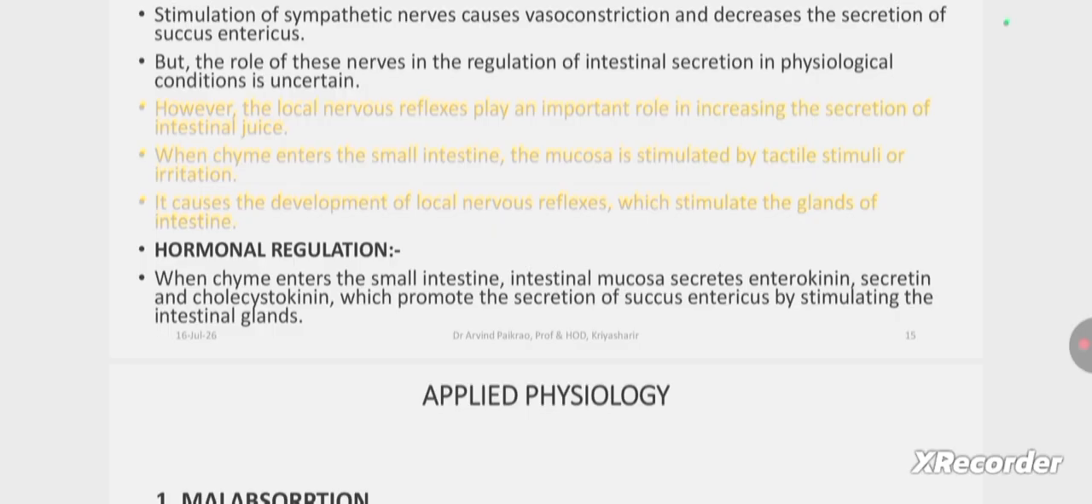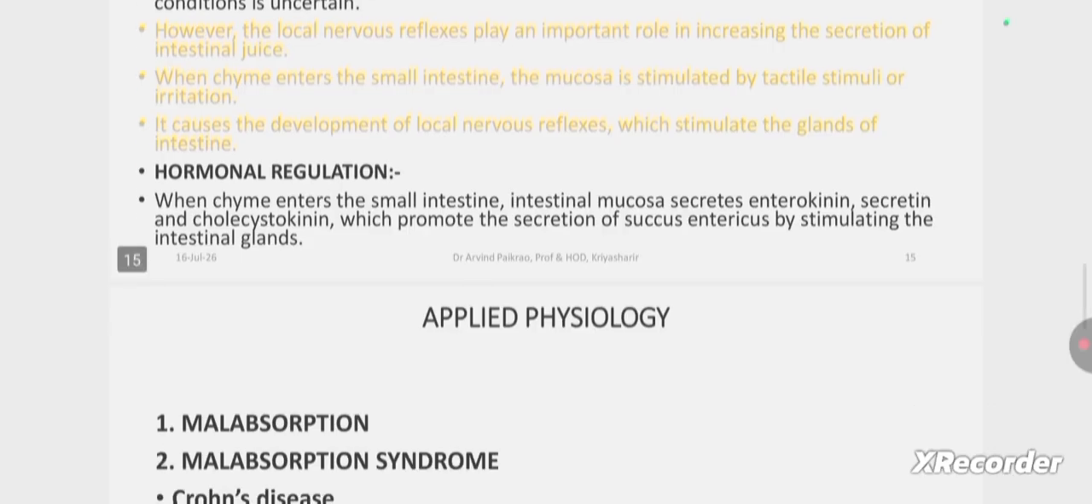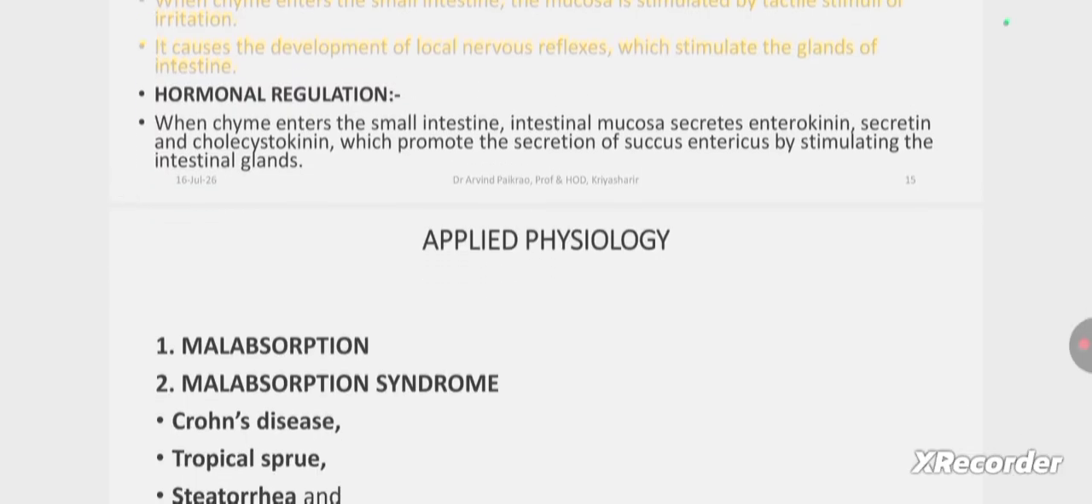If chyme enters the small intestine, it stimulates tactile stimuli or irritation that causes development of nervous reflexes and stimulates the glands which secrete in the intestine. Then hormonal regulation works in a similar way: chyme enters the intestine, then it secretes enterokinin, secretin and cholecystokinin, which promote secretion of the glands by stimulating them.